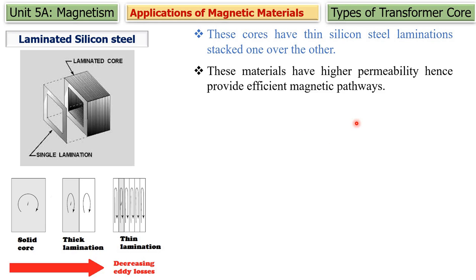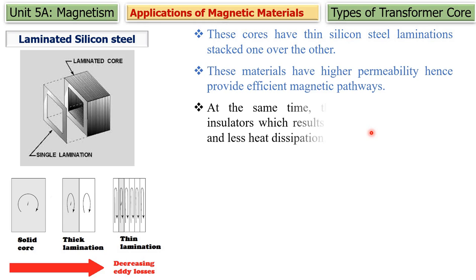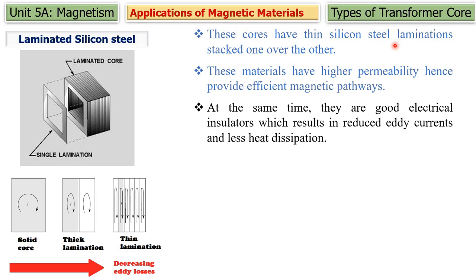Now to minimize eddy current losses, silicon is added to the steel. 4 to 5% of silicon is added in the steel. When silicon is added to the steel, it becomes a silicon steel alloy, and this alloy is a good electrical insulator. Resistivity dramatically increases. That's why this material now acts as a good electrical insulator, which results in reduced eddy current and less heat dissipation. So eddy current losses are reduced.